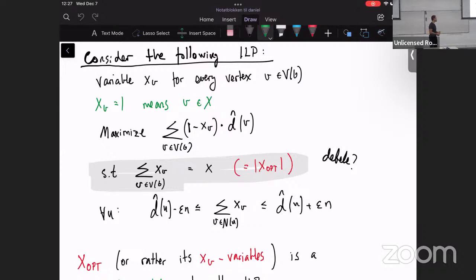Well, the things we're going to know about it is that the degree of every vertex into that set is going to be close to its degree into X opt. So you end up recovering a set whose sum of 1 minus xv times d hat of v is fairly close to what you would have gotten if you plugged in X. And furthermore, you're going to get an integral solution to this LP, but with 2 epsilon instead of epsilon.